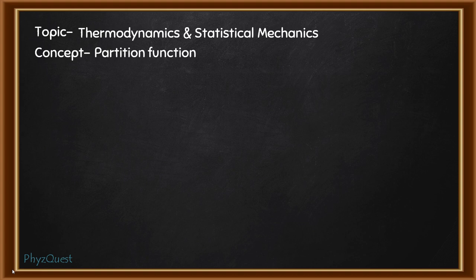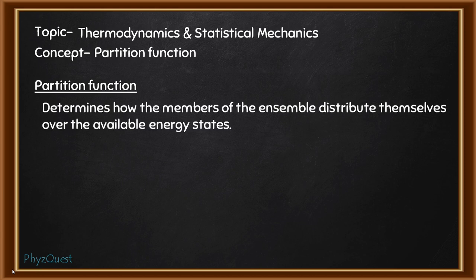Now the ensemble has a large number of particles with all possible energy states. A certain fraction of members of the ensemble have a certain characteristic. So how to distribute them? There comes the partition function. The purpose of the partition function is that it determines how the members of the ensemble distribute themselves over the available energy states. Distribute themselves means they partition themselves, basically. That's why the term partition function.